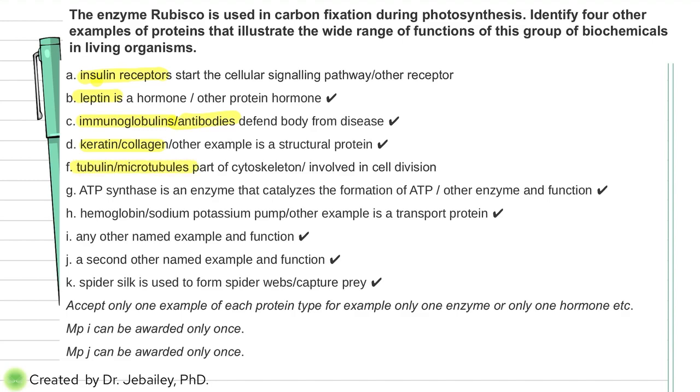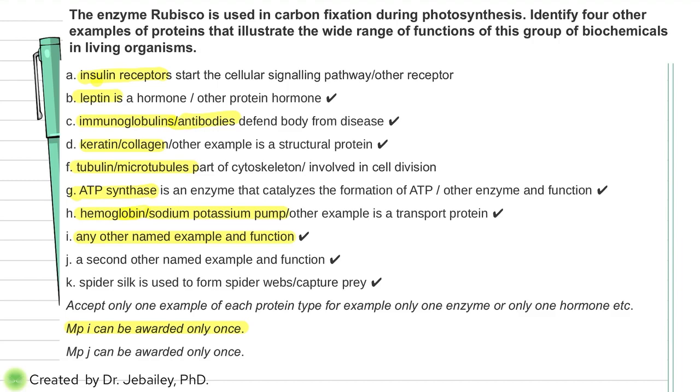We have microtubules, which you find in the cell, especially in the cytoplasm. We have ATP synthase, which is found in photosynthesis as well as cell respiration, which is an enzyme. We have hemoglobin. We also have the sodium-potassium pump. And here it says any other example and function, but look at this, it can be awarded only once. That means there are so many proteins.